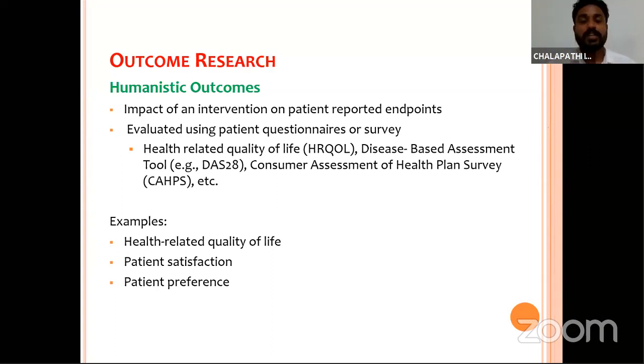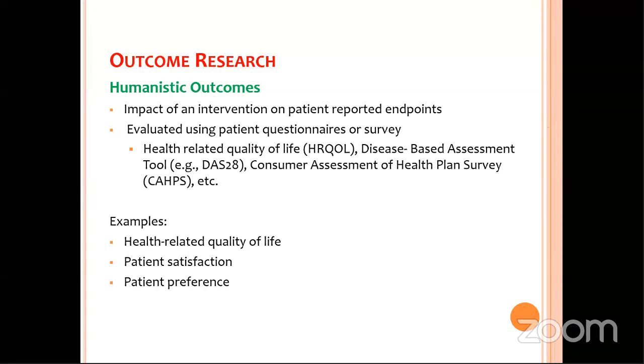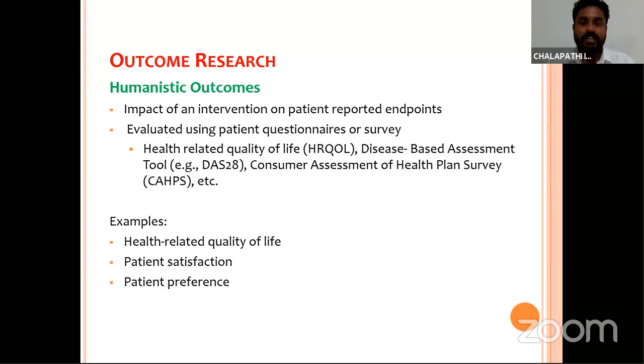If I give one example, pain: my pain only I can reveal, right? You cannot measure it. When I say I have pain, I cannot say I have 100 ml of pain, right? That has to be expressed by myself. That kind of outcome is called a humanistic outcome. One example, as I said, is health related quality of life. What is my quality of life right now?